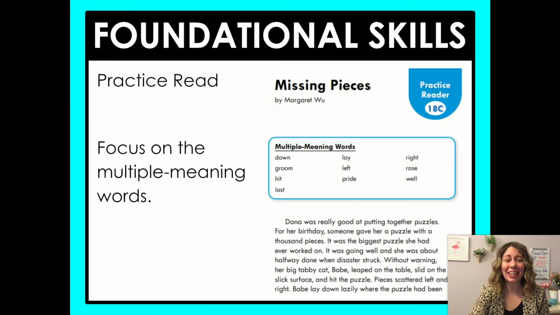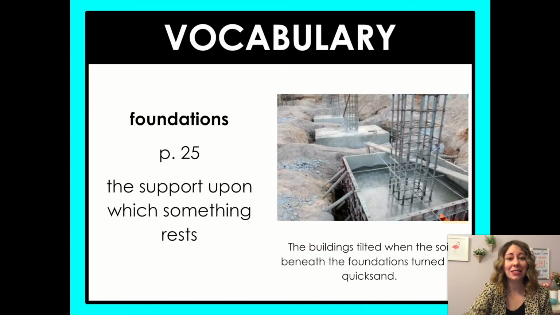So let's go ahead and think about foundational skills. You do have a practice read today, and you have multiple meaning words because that's what you've been working on with those foundational skills. This one is called Missing Pieces by Margaret Wu. And you have a few multiple meaning words like the word down, groom, hit, last, lay, left, pride, right, rose, and well. So those are your multiple meaning words for you to focus on, thinking about, wait, what do they mean in this context, right? So I hope you enjoy reading that. Again, make sure that you take your time and even read it several times through so that way you can practice getting really good with that text.